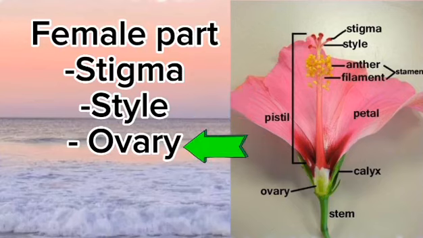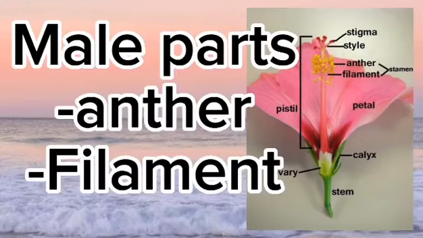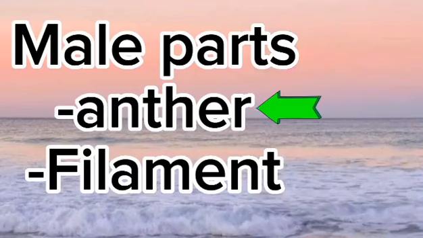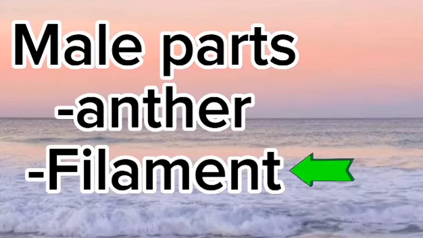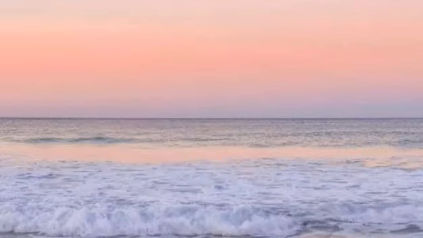And the last thing in the female part is the ovary. The ovary contains ovules, and next is the male part. The first one of the male part is the anther. The anther contains pollen. The anther is also known as the pollen head. And the last one is the filament. The filament is a stalk that supports the anther. So this is the end for the first one.